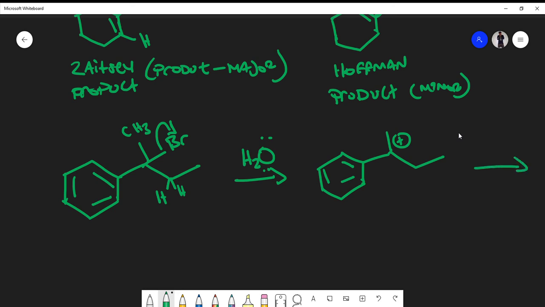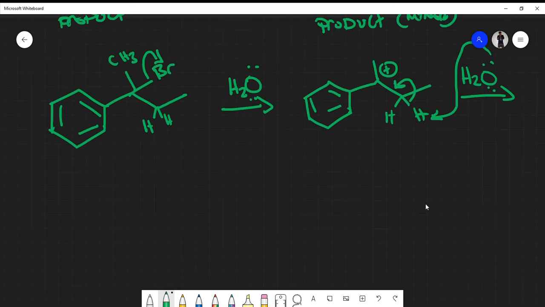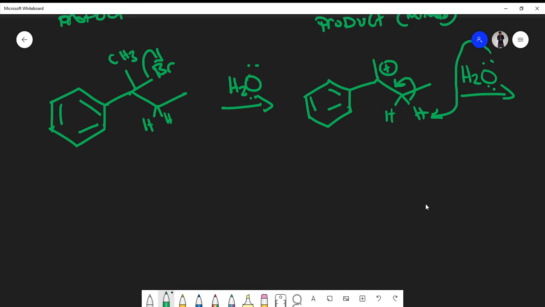Now water is going to come in and act as a base to form my double bond. So it comes in, acts as a base, takes the hydrogen off, and forms the double bond. And this is where we get our product. And this would be our product. So that is the idea of an E1 reaction. Again, the base is not really strong, and we usually do it on a tertiary alkyl halide.